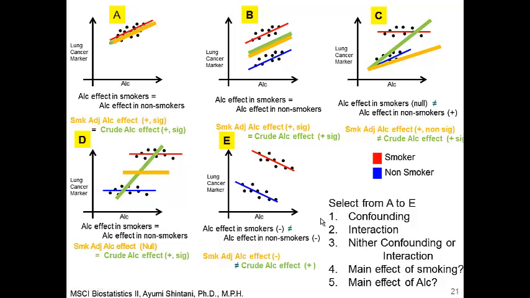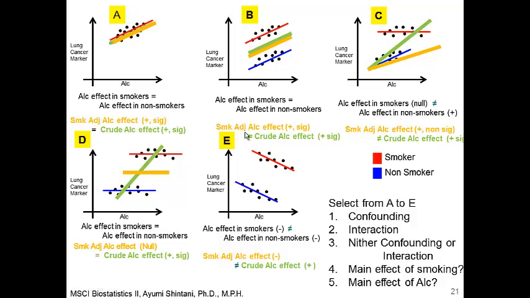So the answer is 1. And how about interaction? Since the slopes seem the same, I don't think there is interaction. Do you think there is a main effect of smoking? Yes, because the values of the lung cancer marker are much higher with smokers than non-smokers. Main effect of alcohol? No, these two lines are flat. So we don't think there is a main effect of alcohol. If you look at the unadjusted effect, you might think there is an association with alcohol, but this analysis is confounded by smoking, so we ignore it.